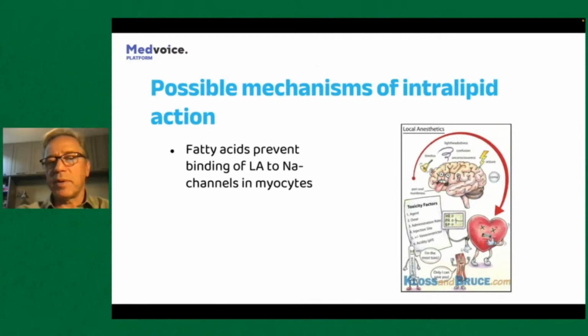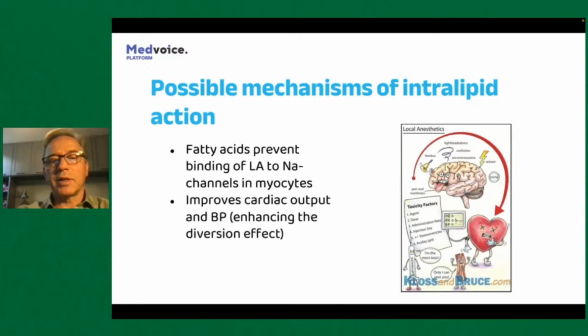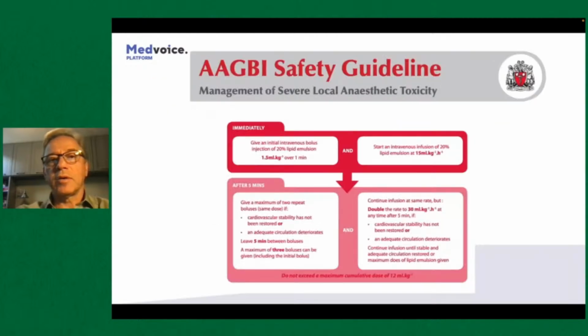Also, fatty acids prevent binding of local anesthetic to sodium channels in myocytes, improves cardiac output and blood pressure, enhancing the diversion effect. Righty-ho. So in the UK, we have AAGBI safety guidelines on management of severe local anesthetic toxicity, and it tells you to give 20% lipid emulsion at the dose of 1.5 milligram per kilogram over 1 minute. And then after that, start infusion of lipid emulsion at the rate of 15 mils per kilogram per hour. And after 5 minutes, you can repeat this bolus twice and then basically double the dose.